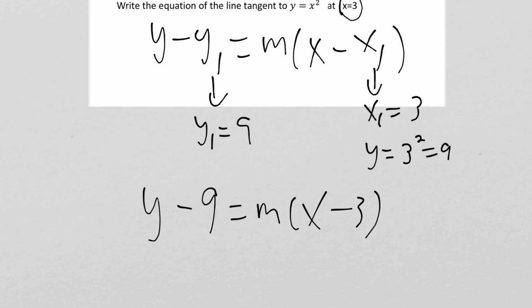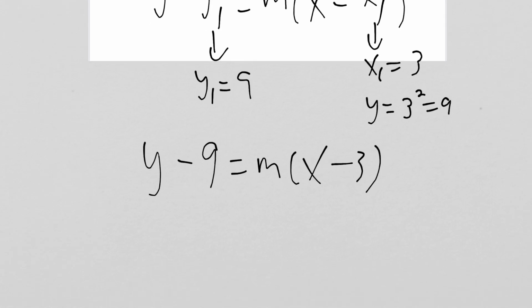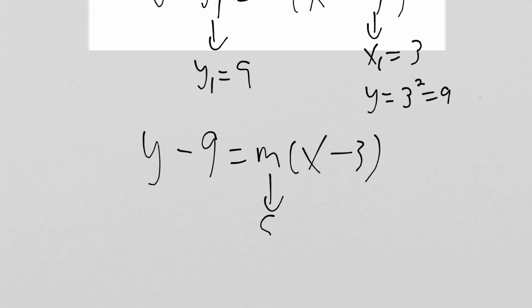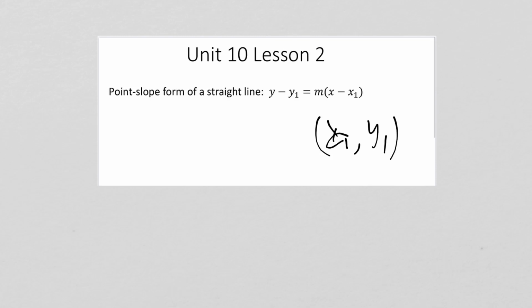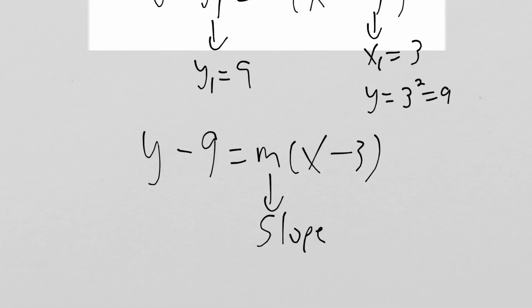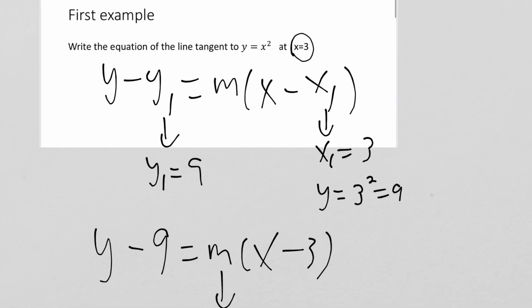So the last piece of information I need is, what is m? Well, m, as you know, is the slope of the line, right? That's why this is called point slope form, because you can write it just knowing the point and the slope. The point is x1, y1. The slope is your m value, right? So how do I determine the slope of this function at x equals 3?